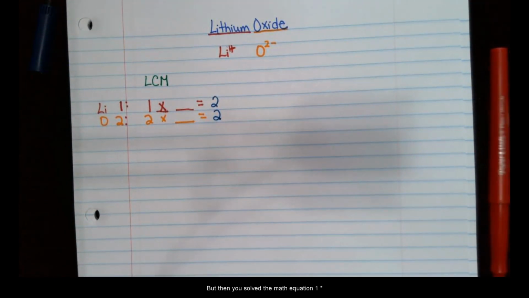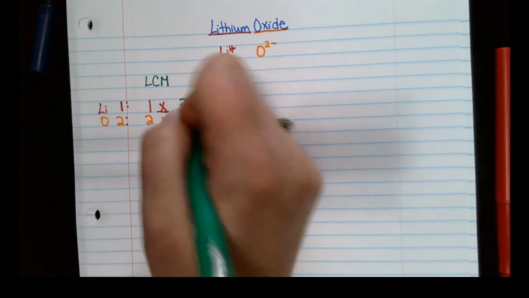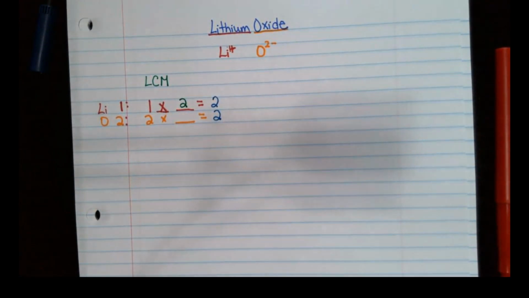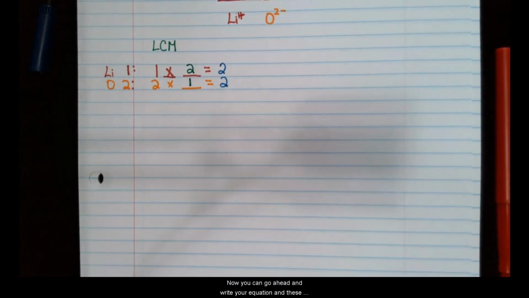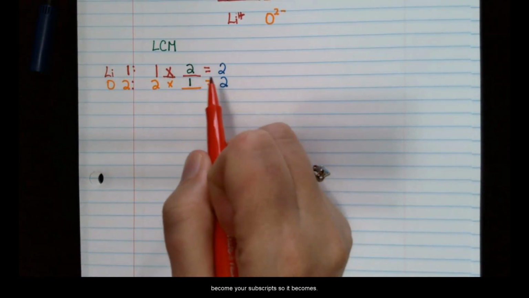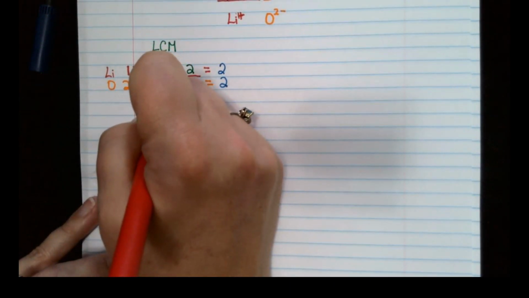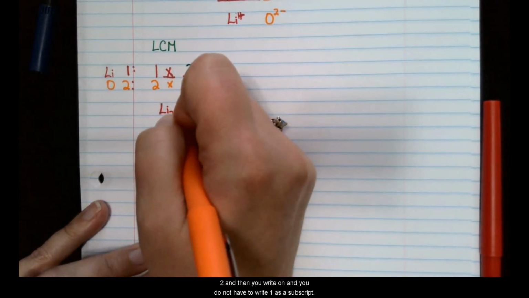So then you solve the math equation. 1 times what equals 2? Oh, that's 2. 2 times what equals 2? Oop, that's 1. Okay. Now you can go ahead and write your equation, and these become your subscripts. So it becomes Li2, and then you write O, and you do not have to write 1 as a subscript because you've already written the element 1 time.